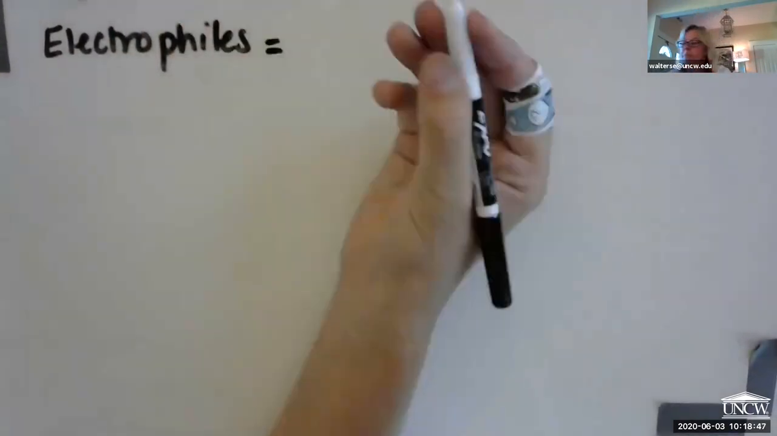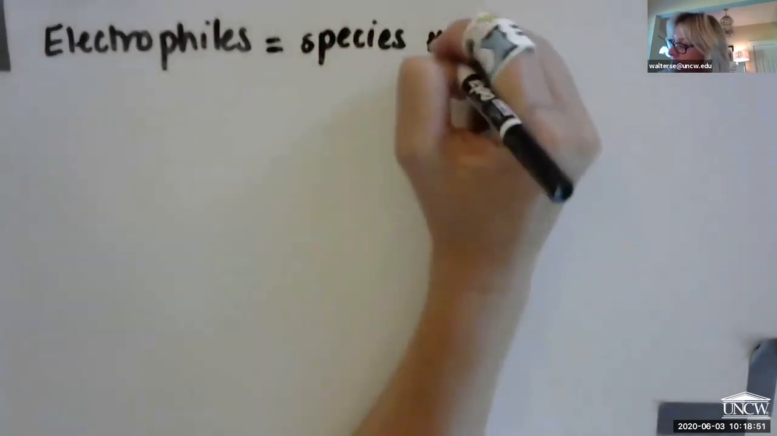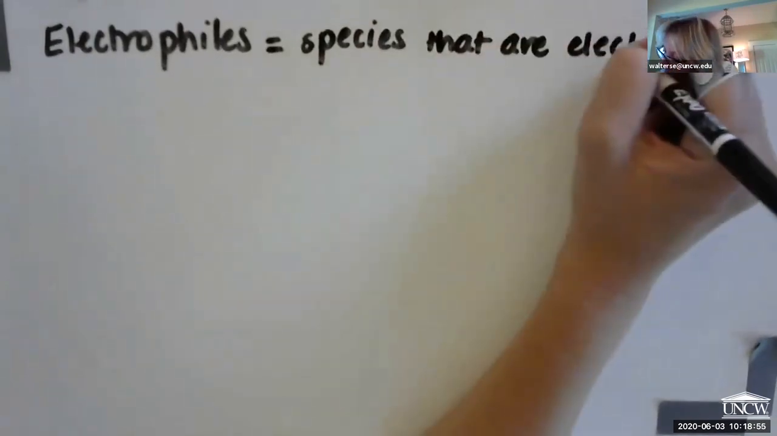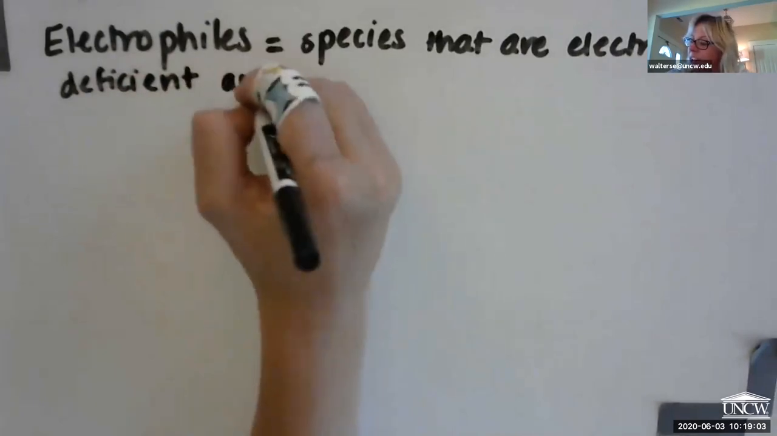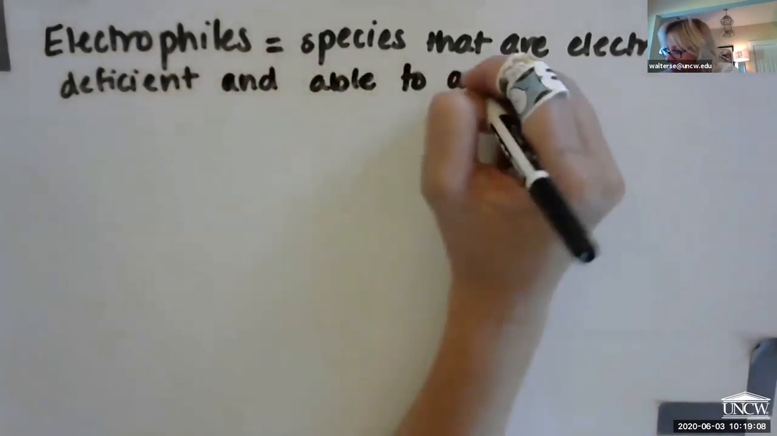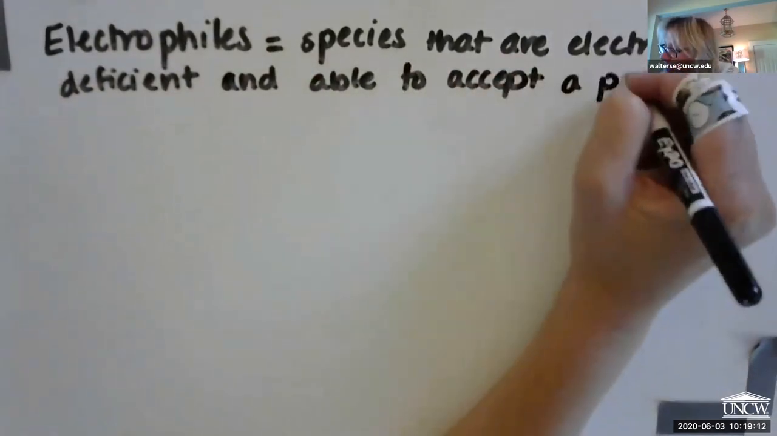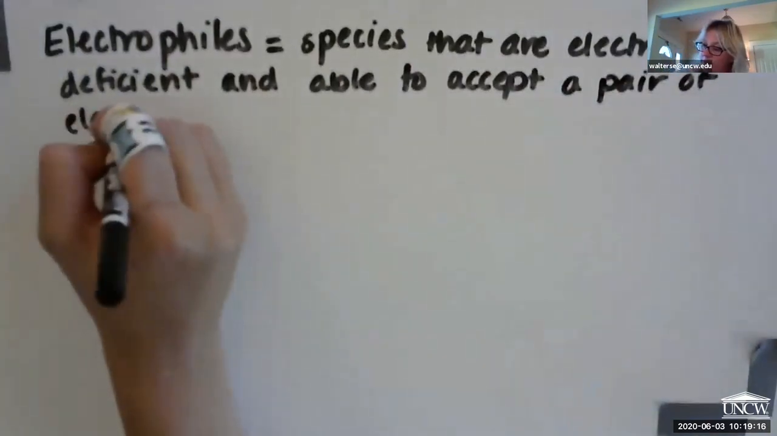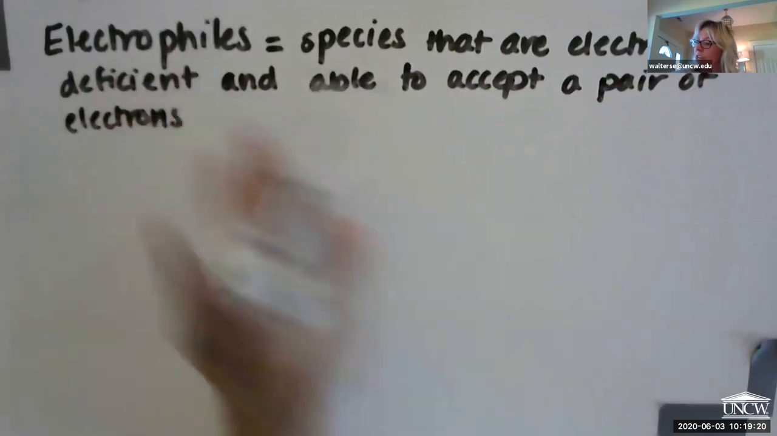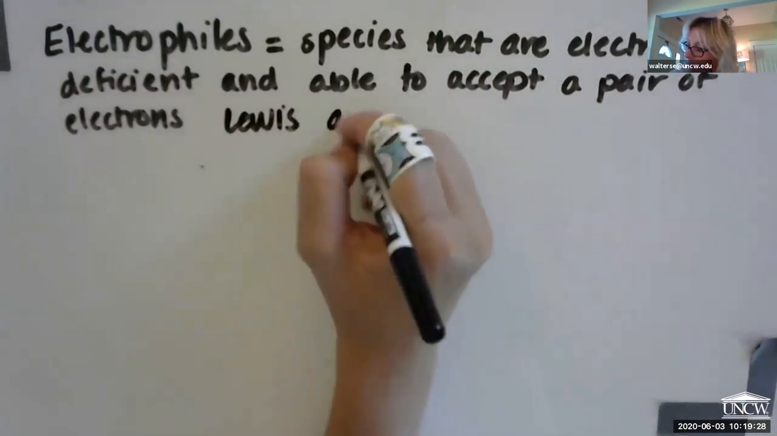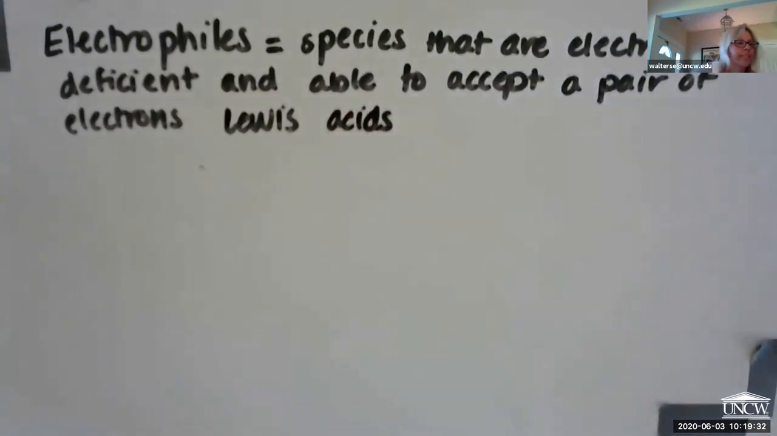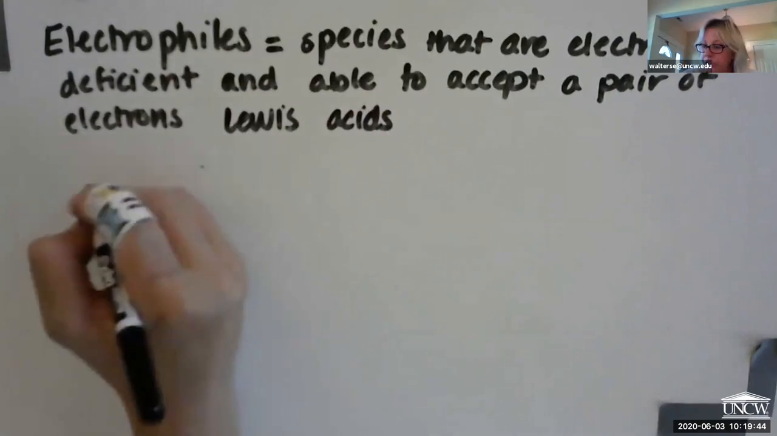Okay. So electrophiles are going to be species that are electron deficient, and are able to accept a pair of electrons. Okay. So if you can accept an electron pair, you're a Lewis acid. Okay, so for electrophiles, you're looking for two different things.